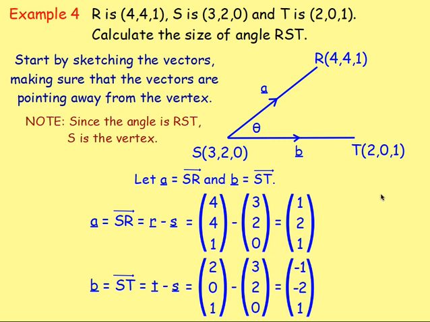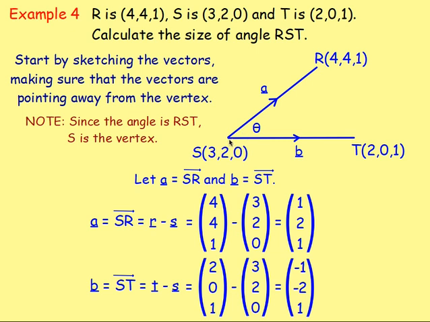Here we had R, S and T, and we had to work out the size of the angle. For this, you're best going off to the side and just doing a wee sketch. It doesn't have to be accurate, it doesn't have to be in a coordinate grid, just draw the two vectors. Have the arrows pointing away, and S is going to be the vertex because it's angle RST.